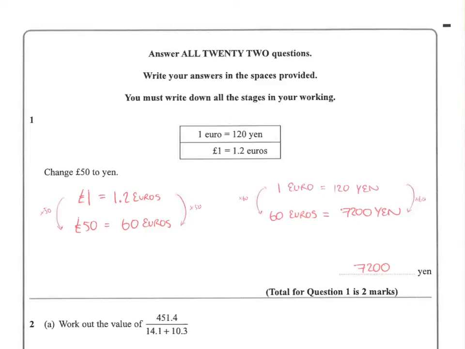To change £50 to yen, we first need to go from pounds to euros, £1 is 1.2 euros, and then from euros to yen. So if £1 is 1.2 euros and we have £50, if I times by 50, £1 times 50 is £50, therefore times 1.2 euros by 50, 1.2 times 50 is 60 euros. Then using the exchange rate, 1 euro is 120 yen. I've got not 1 euro but 60 euros. So 120 times 60 gives me 7,200 yen.